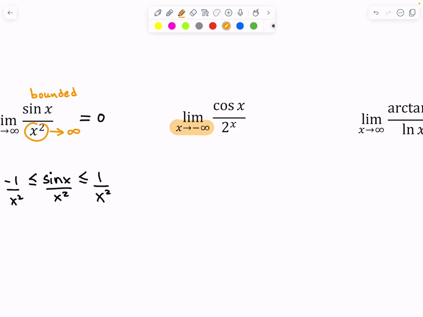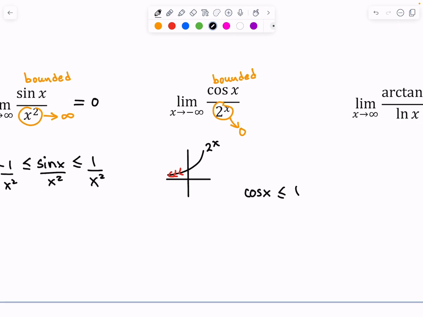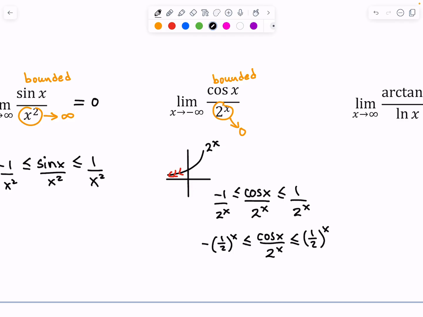In this case, be careful. We're now going to negative infinity. Be mindful. Cosine of x has no limit, but it is bounded, whereas 2 to the x is a growing exponential, but as we go left forever, 2 to the x approaches 0 from above, meaning it's always positive. And a bounded divided by 0 is an undefined expression. So let's do an analysis similar to what we did before. We know cosine of x is bounded above by 1 and below by -1. So we can say this, which can then be rewritten as -1/2 to the x as a lower bound function and 1/2 to the x as an upper bound function.